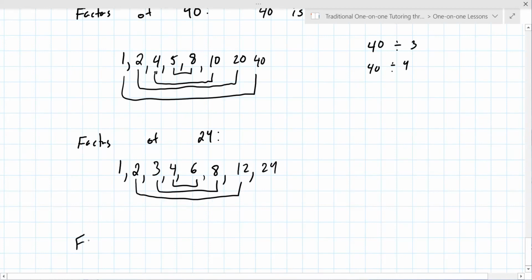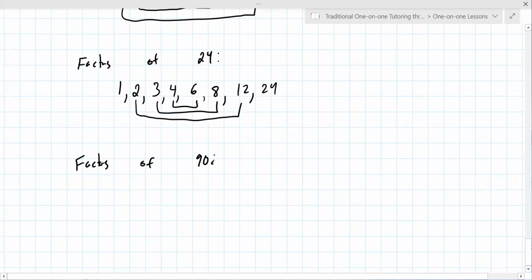Okay. Let's try one more here. Let's have you find the factors of 90. The factors of 90. Okay. 1, 2, 3. Now it's okay to go like 1 and 90, 2 and what number does 2 go with?